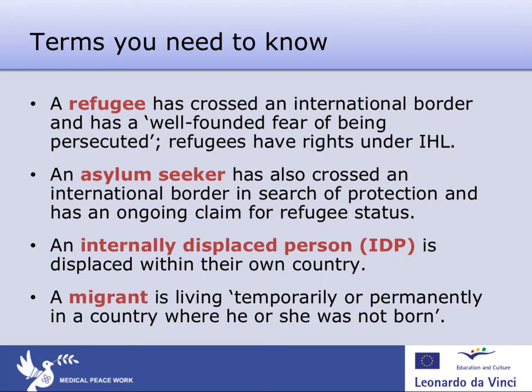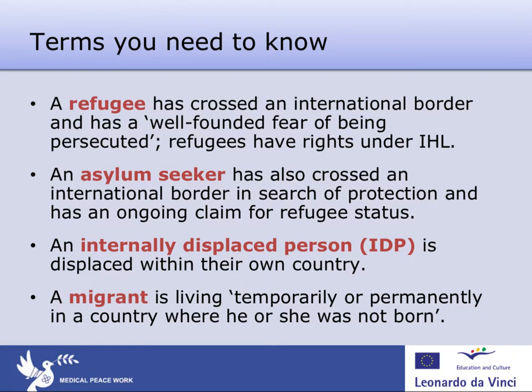So, what it means to be a refugee is it is a person who has crossed an international border and has a well founded fear of being persecuted. So, there is a process to go through to be designated a refugee, and it's very lengthy, complicated. But once displaced people have that designation, they can get some assistance and relief through the international humanitarian law. An asylum seeker is basically somebody who's crossed an international border asking for protection, and their case is being reviewed whether or not they have refugee status.